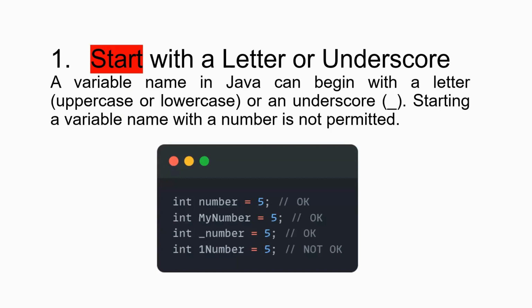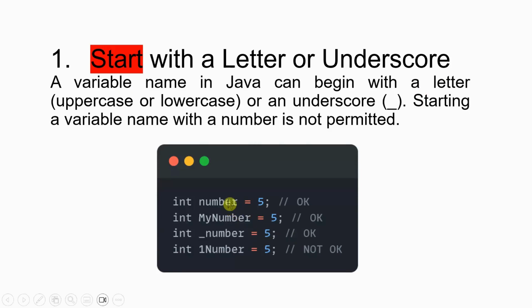The first is that Java variables need to start with a letter or underscore. In this case, it needs to start with a letter, which can be either uppercase or lowercase, or it can also start with an underscore. And we are not allowed to declare variables that start with a number.